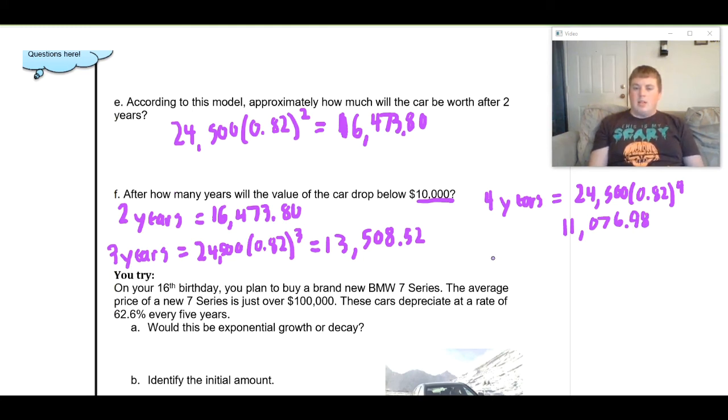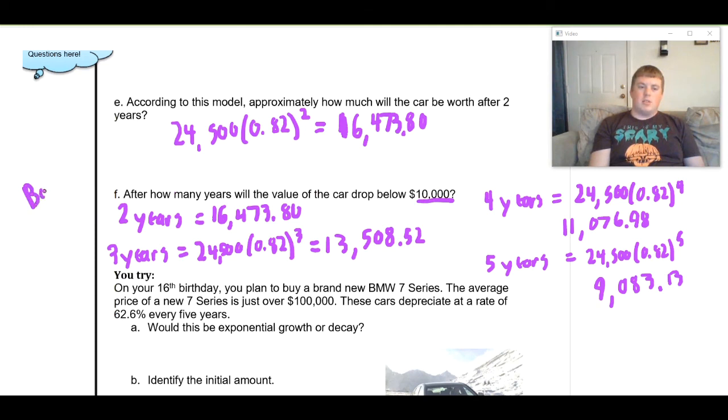So let's go ahead and do it one more time. We'll plug in 5 years, and we would plug in 5 this time for our t value, 0.82 raised to the 5th power, and that is going to give us $9,083.13. So that is the first time that it dips below $10,000. So we would say that it occurs between year 4 and year 5. And we have our final answer.